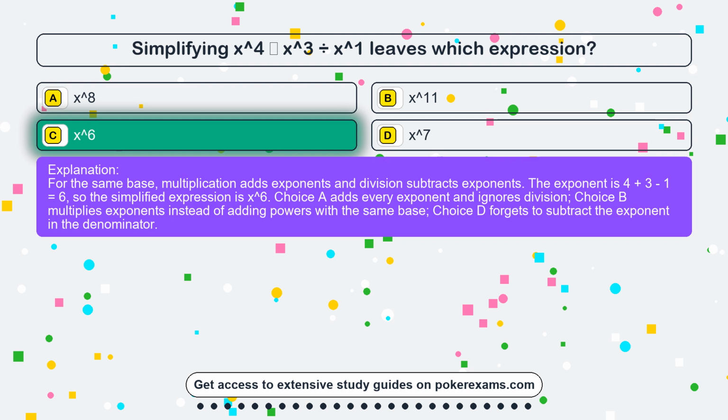For the same base, multiplication adds exponents and division subtracts exponents. The exponent is 4 plus 3 minus 1 equals 6, so the simplified expression is x^6. Choice A adds every exponent and ignores division. Choice B multiplies exponents instead of adding powers with the same base. Choice D forgets to subtract the exponent in the denominator.